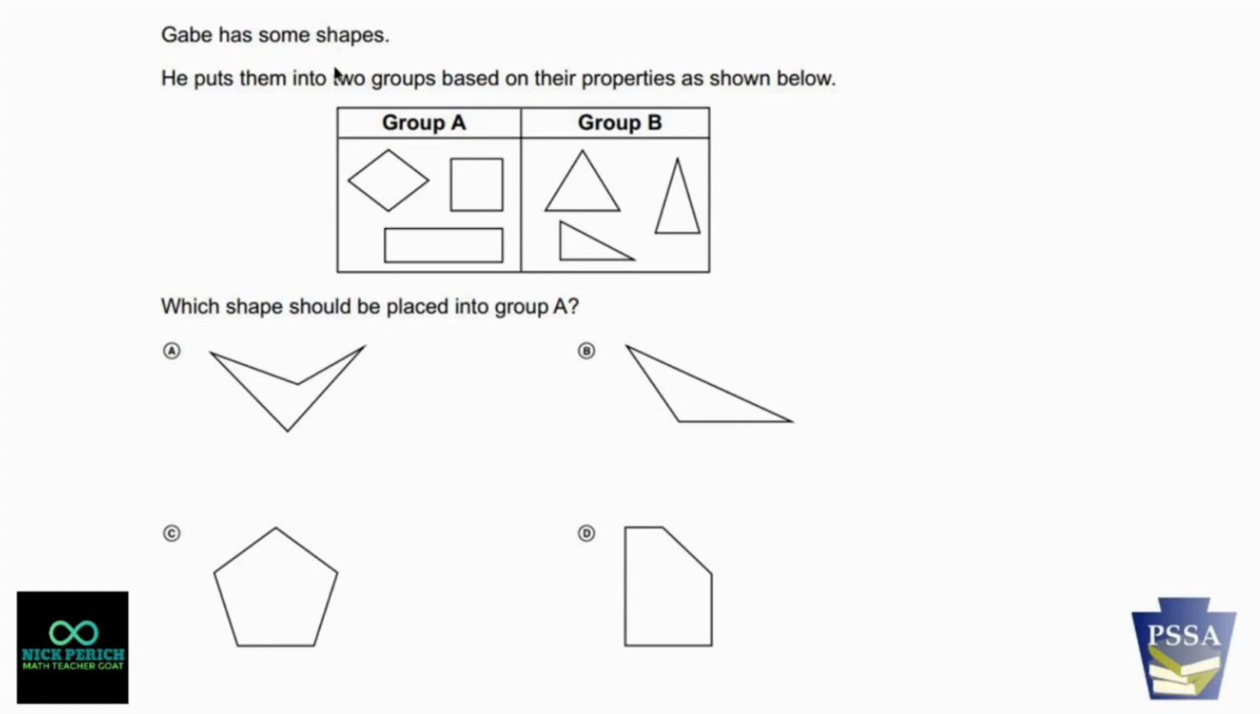Gabe has some shapes. I can see that. He puts them into two groups based on their properties as shown below. Group A, Group B. Now looking at Group A, we have a four-sided figure, it's a rhombus.